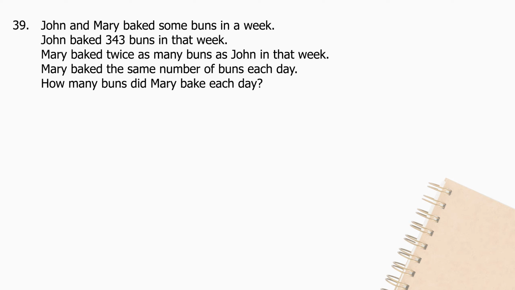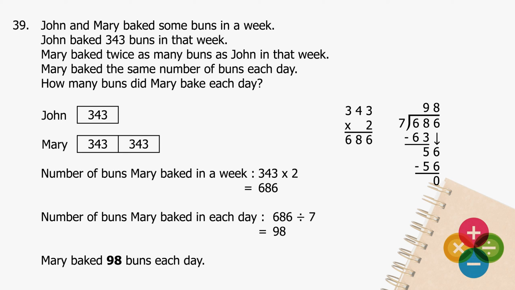Question 39. John and Mary baked some buns in a week. John baked 343 buns in that week. Mary baked twice as many buns as John in that week. Mary baked the same number of buns each day. How many buns did Mary bake each day? The number of buns Mary baked in a week will be, multiply 343 by 2, and the product is 686. The number of buns Mary baked each day will be, divide 686 by 7, and the quotient is 98. Mary baked 98 buns each day.